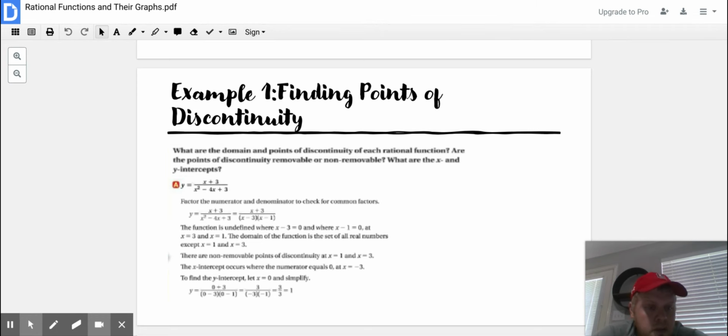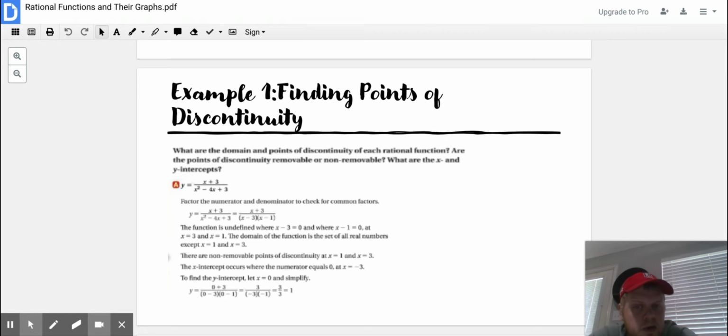So again, those are going to be our holes. If those are the holes, then those are non-removable points of discontinuity. Okay, and those are going to be at x equals 1 and x equals 3. The x-intercept occurs when the numerator equals 0, at x equals negative 3.